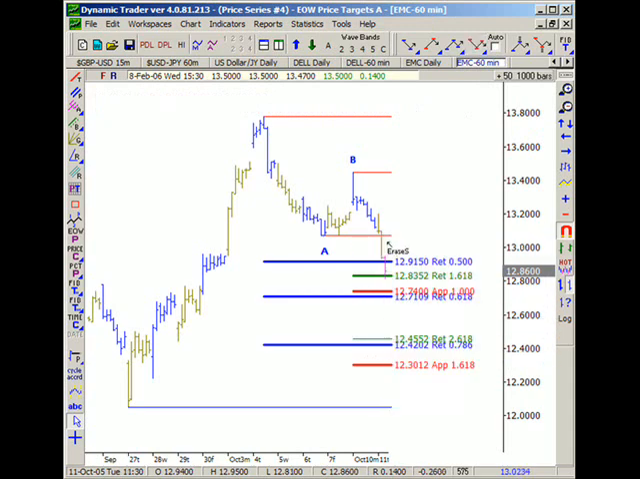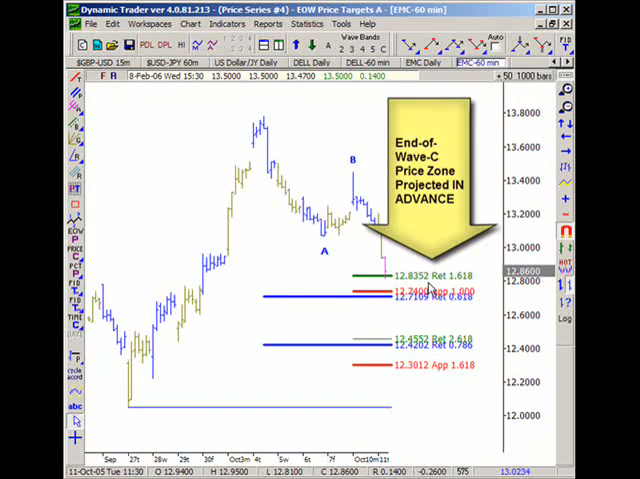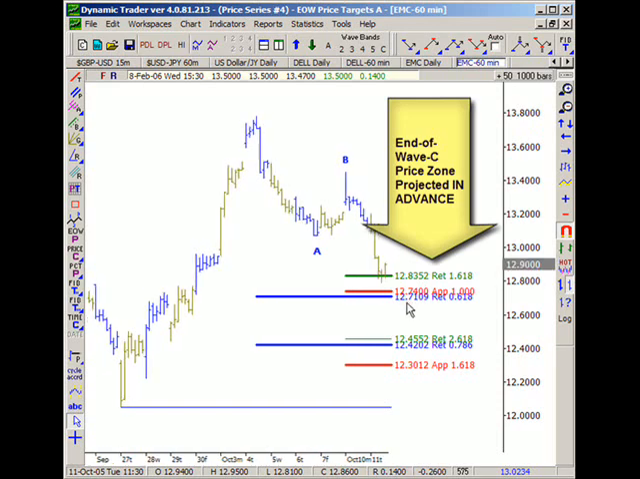So let's focus in. I'm going to just clean the chart up a bit here. Let's focus in on this zone because now we've identified in advance what we call the end of wave C zone. That's where, if the market is making an ABC correction, it has the highest probability of being complete, right in this zone around 1284 to 1271. So let's advance the data and see what we find.